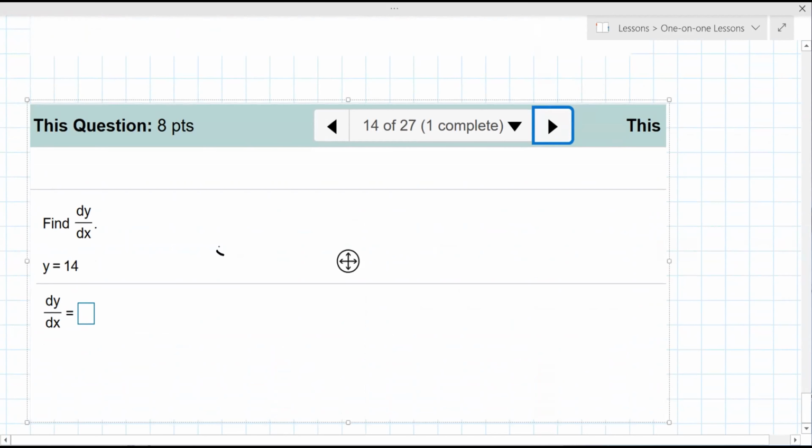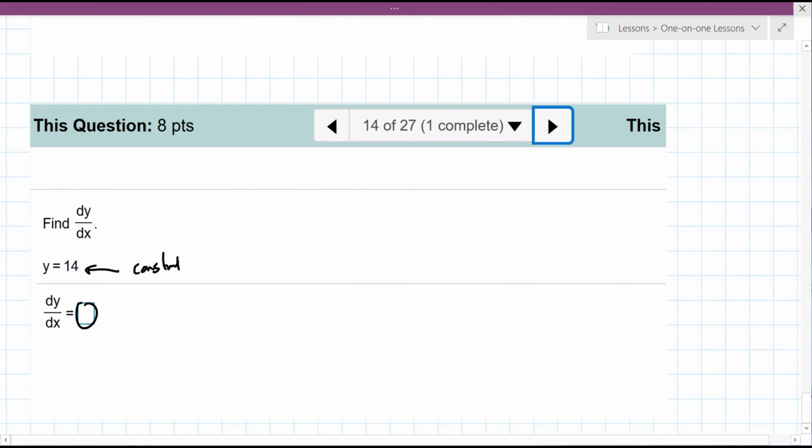This one is what you just mentioned to me. This is a constant right here, so it'd just be 0. And dy over dx is just another way of saying find the derivative, right? Yes. Cool.